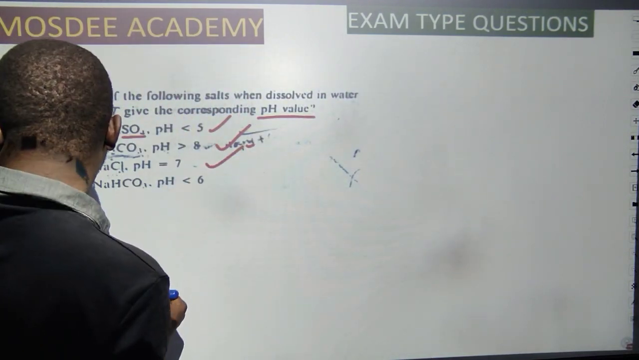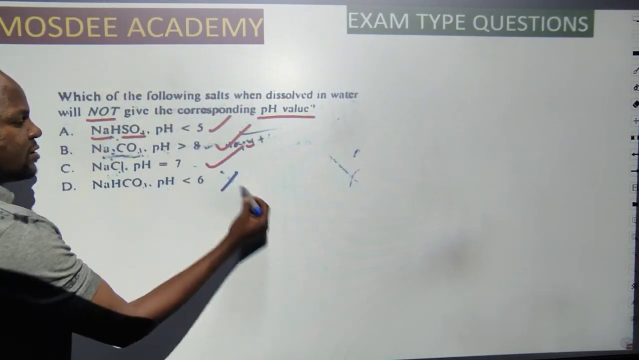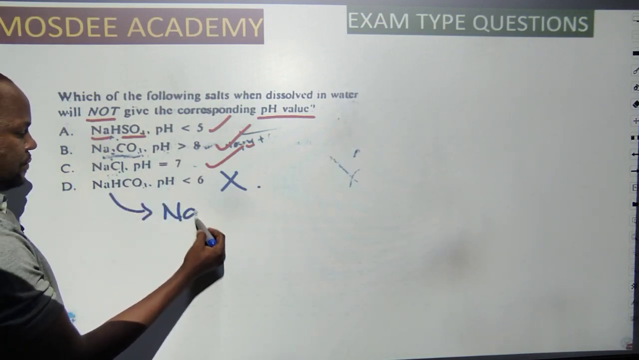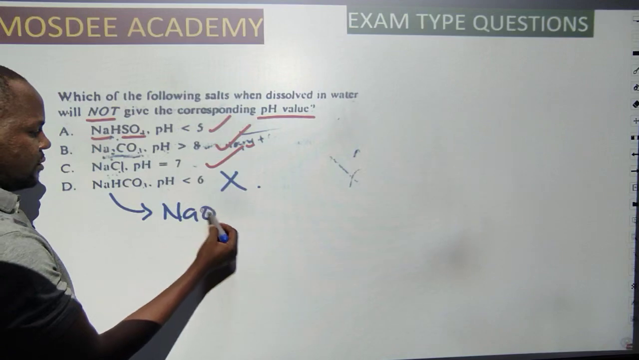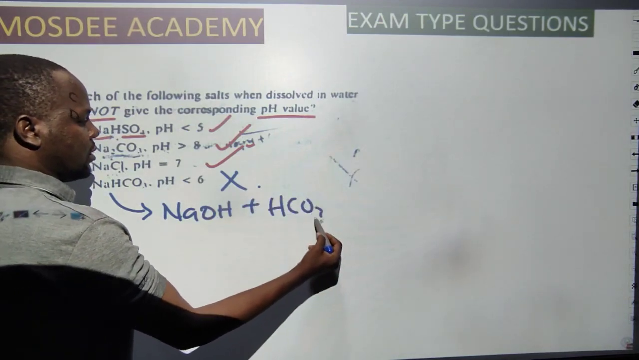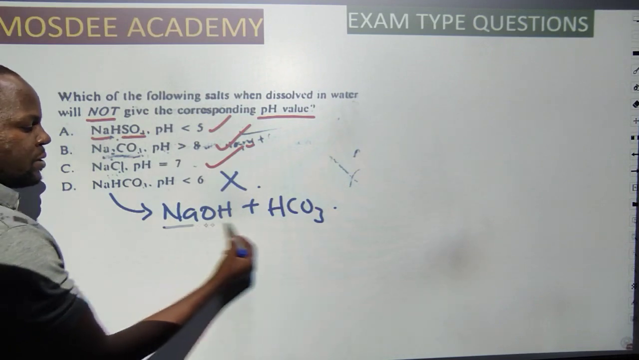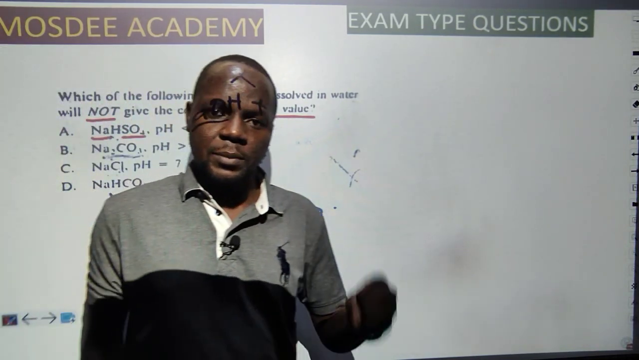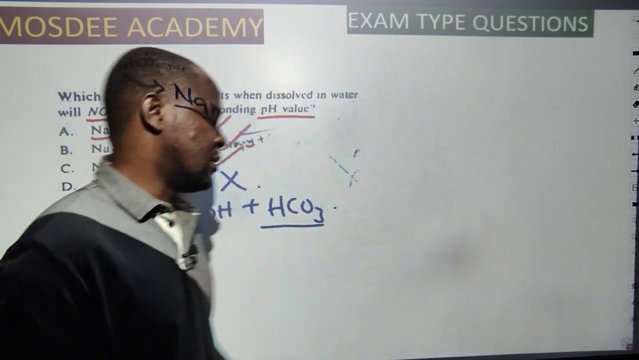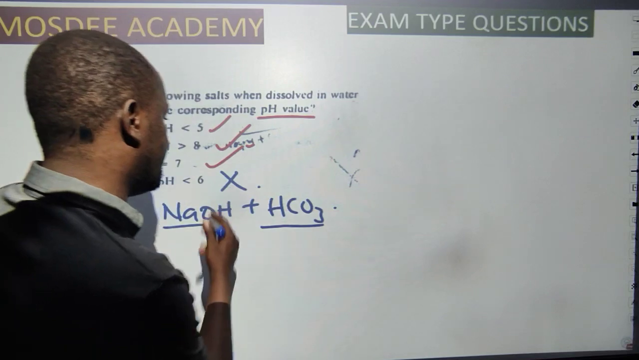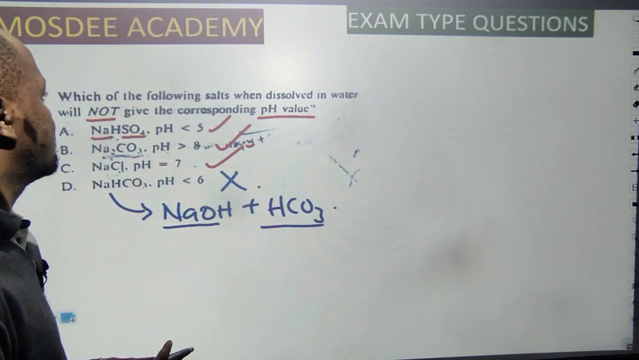So that means the incorrect statement will be this one. So let's see why this is incorrect. This is formed as a result of NaOH plus HCO3. So that is like a strong base and a weak acid. So it will be more strongly basic. That means the solution will be alkaline and it should be greater than that. So please note that the answer to that is that. The next one, that. Thank you.